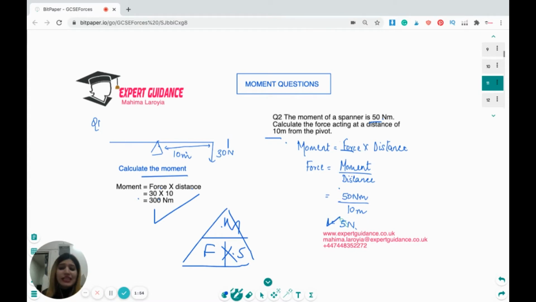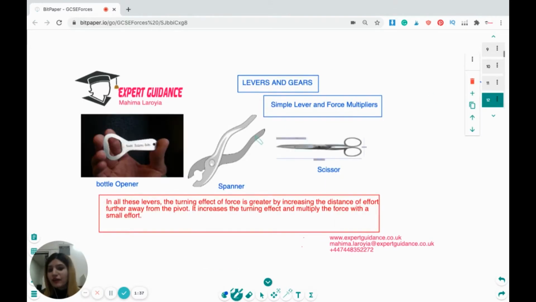Now please take care of the units here. The force has to be newtons and distance has to be meters. In the exam, they give you the centimeter units, and the students end up using the same formula without converting the units to meters, and then they lose marks. So make sure that you take care of the units.